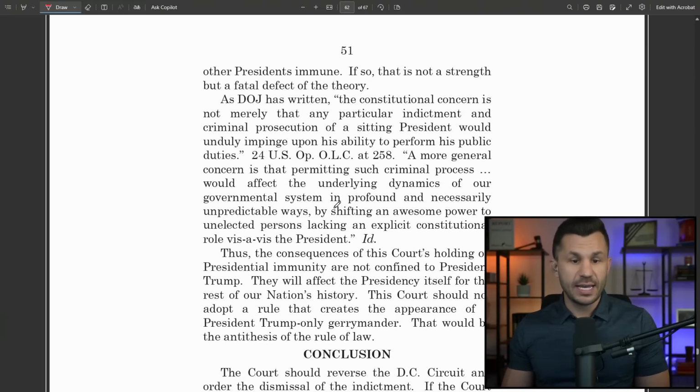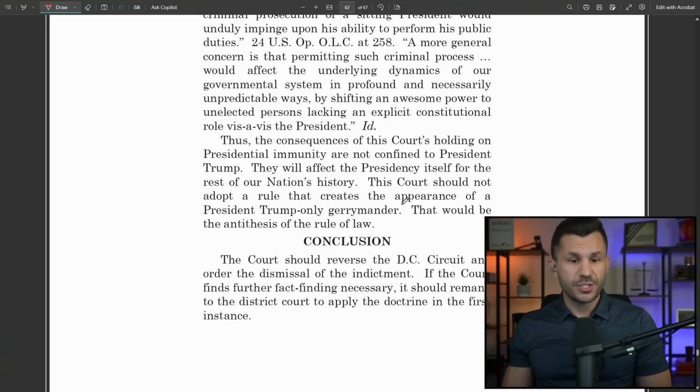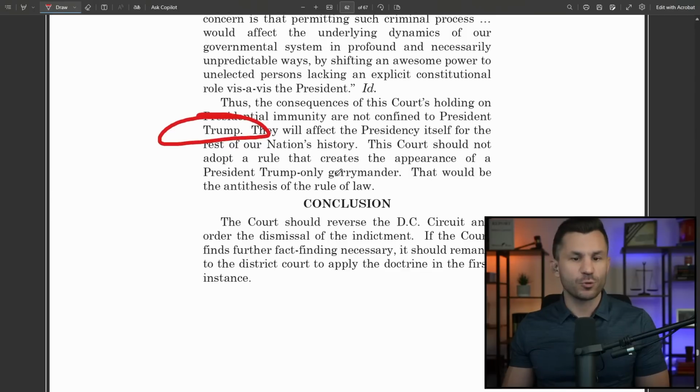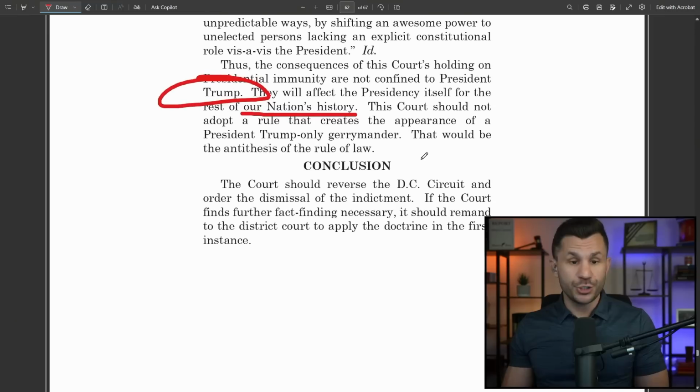As the DOJ has themselves written, the constitutional concern is not merely that any particular indictment would impinge his duties, but it's a bigger concern. And so the consequences are not confined here to President Trump alone. No, instead, they will affect the presidency and the rest of our nation's history. This court should not adopt a rule that creates the appearance of a President Trump-only gerrymander.